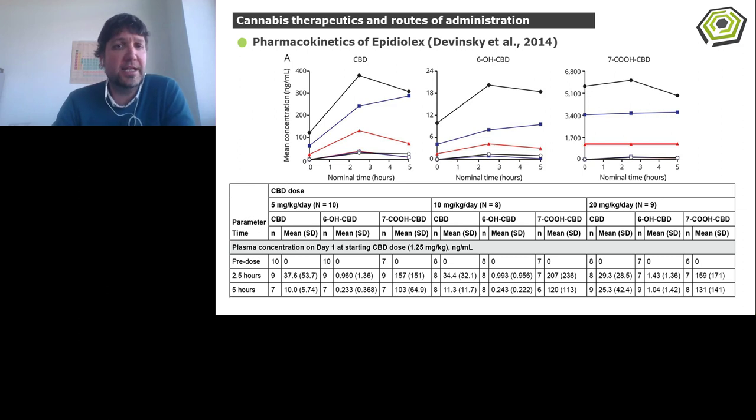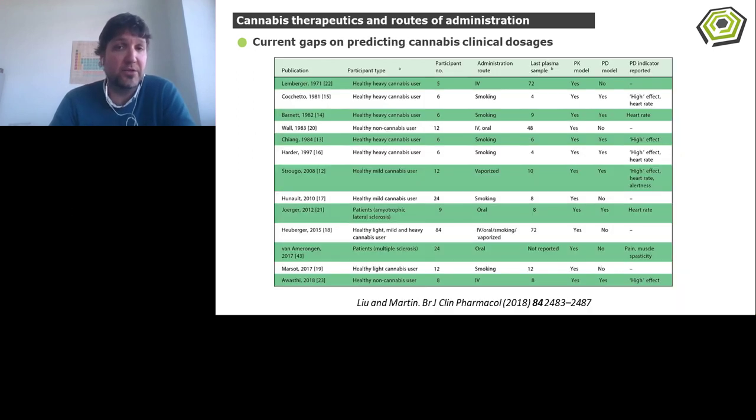This is pharmacokinetic data from Epidiolex, and you can see here in the table how plasma concentration after one single dose reached similar concentrations of CBD. There was no difference between 5 milligrams per kilogram per day, 10 milligrams, and 20 milligrams, probably because you have reached the saturation level of CBD, meaning that you cannot get higher CBD in your blood. Well, because it's being metabolized. You can see the metabolites 6-hydroxy and 7-carboxy CBD, how they go up as you increase the dosing, but the active compound in the blood is not going to be higher.